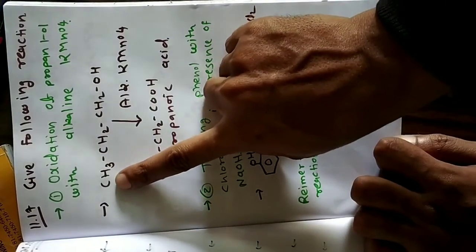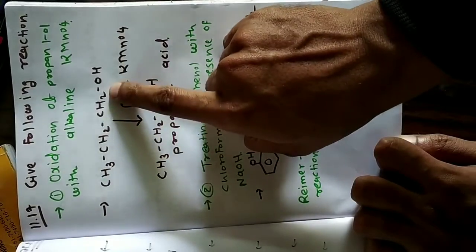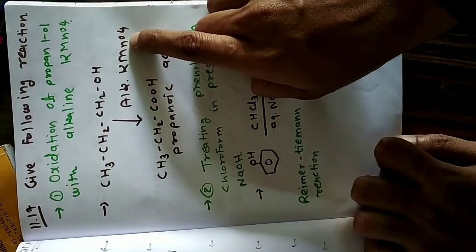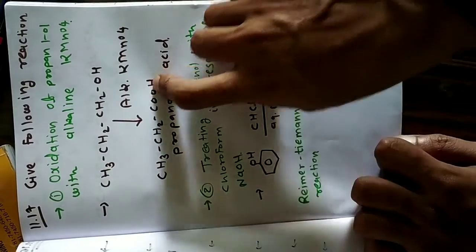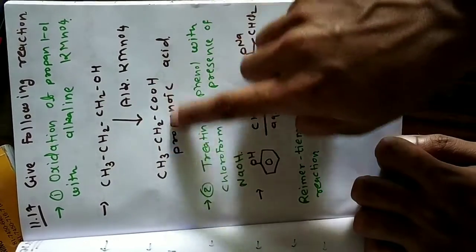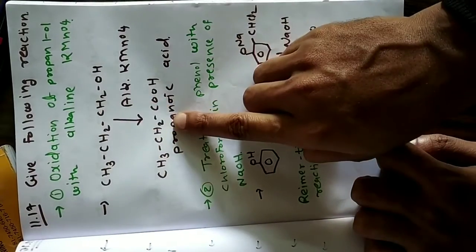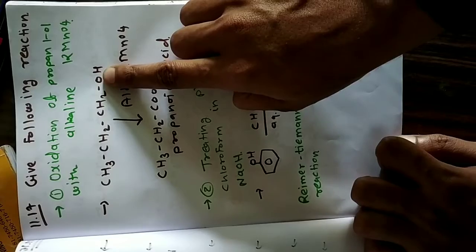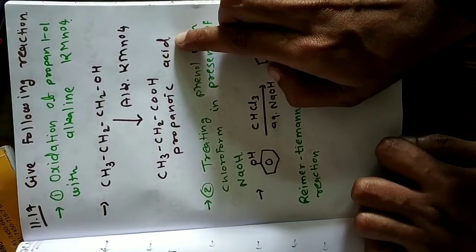So here you can see CH3CH2CH2OH means propan-1-ol. When it reacts with alkaline KMnO4, it gives us carboxylic acid. Number of carbons remains as such. You can see 1, 2, 3 carbons. Number of carbons remains as such. Just instead of OH group, you have to write carboxylic acid group, propanoic acid.